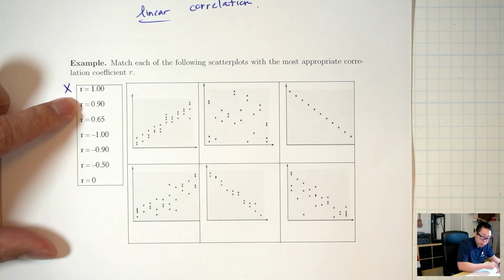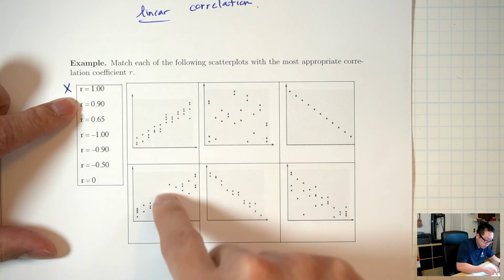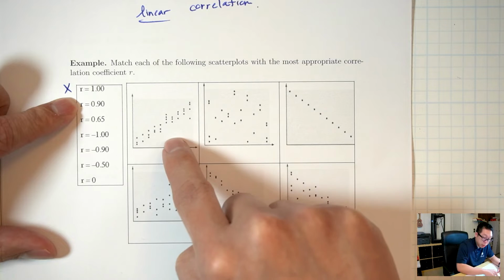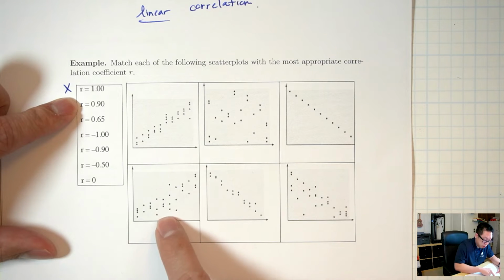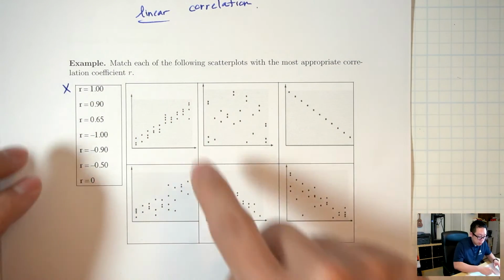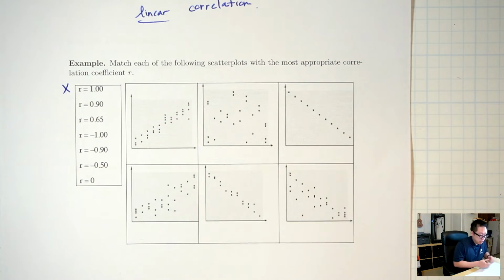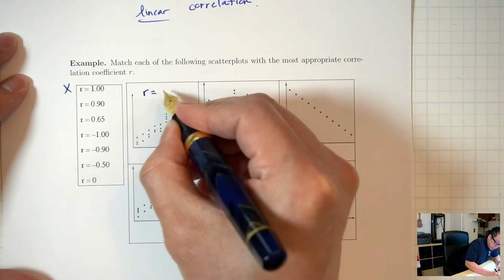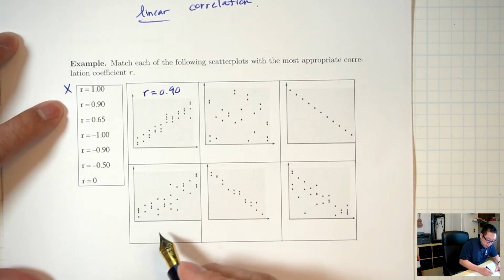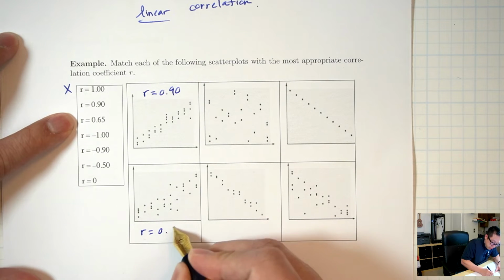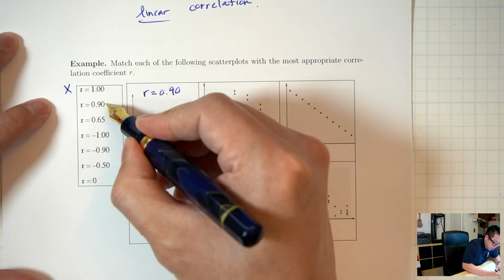Now, of these 2, 0.9, 0.65. 0.9 is closer to 1, which means it should go with the picture that looks more like a line. Which of these pictures looks more like a line? This picture, right? In this picture, the dots are a little bit more spread out. In this picture, they're more closely on a line. This picture will be R equals 0.9, which means this picture would have to be R equals 0.65. Okay, so we have these 2 done.